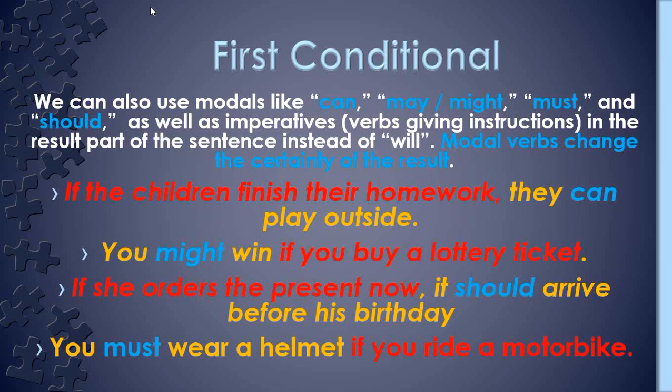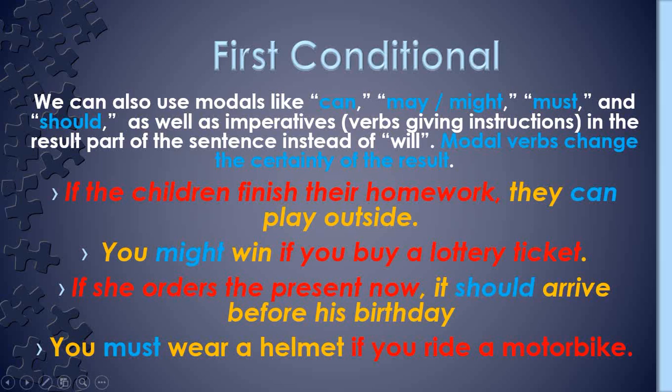We can also use modals like can, may or might, must, and should, as well as imperatives. Imperatives are verbs for giving instructions in the result part of the sentence instead of using the auxiliary will. Okay? And the modal verbs can also change the certainty of the result, because some of them are used for probability, some of them are used for giving permission or denying it, and some of them are used for obligation or suggestion.